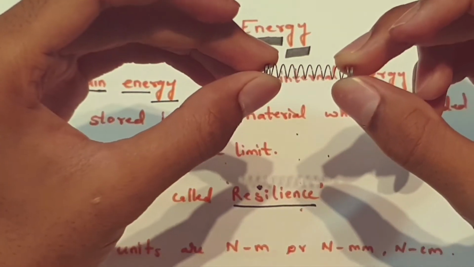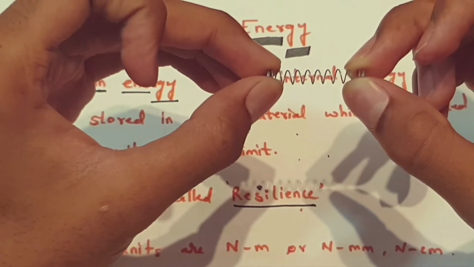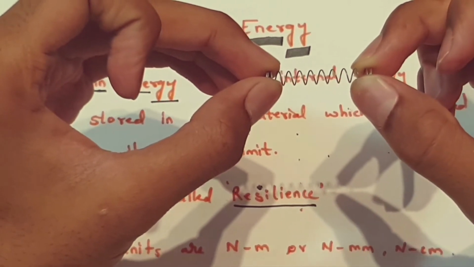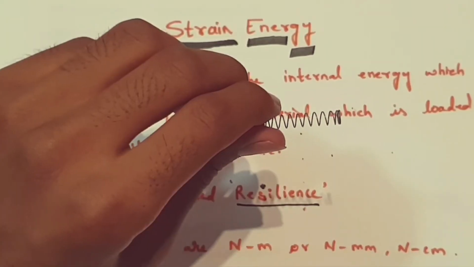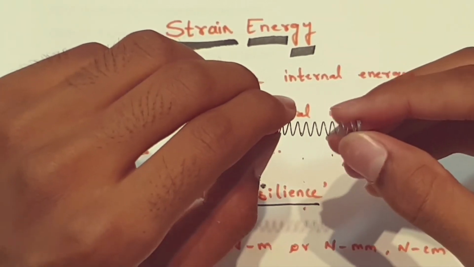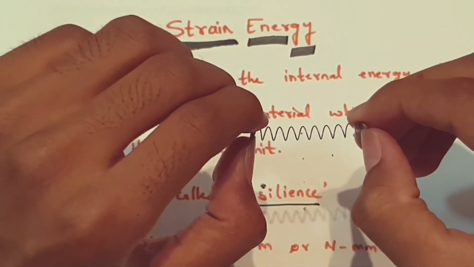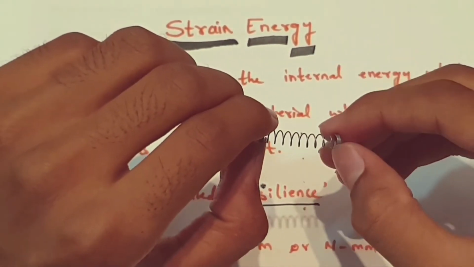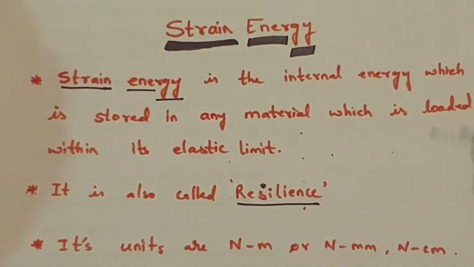If we apply a tensile load onto it within an elastic limit, the internal energy is stored in the body, which allows the body to regain its original position. So that's all about strain energy. Strain energy is also known as resilience.